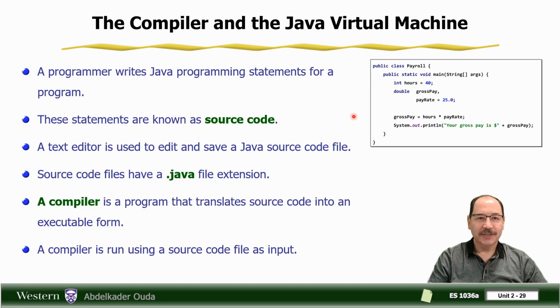We use any text editor to edit and save these lines in a file, so that the file should have the extension .java. Then we use the Java compiler to translate the source code into an executable form. This compiler takes the source code as an input and produces another file to be executed.